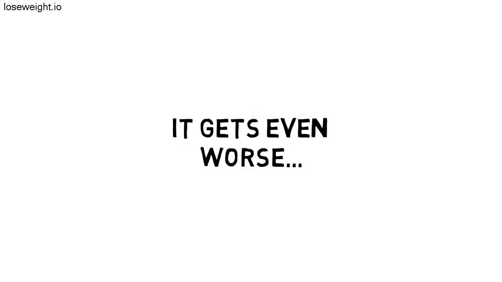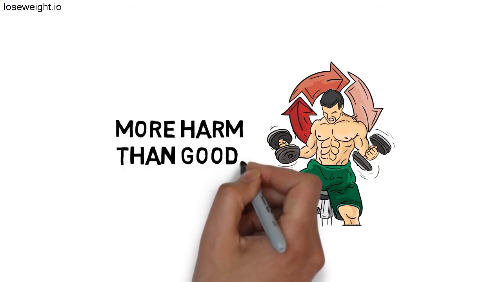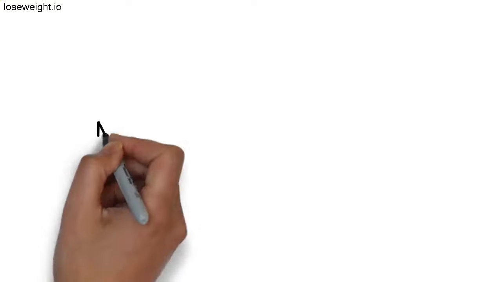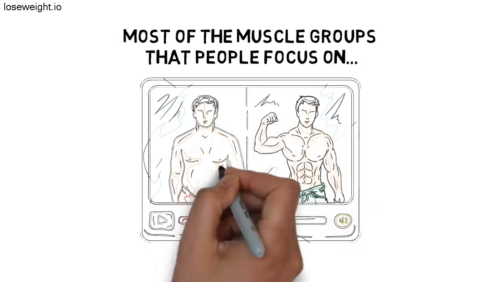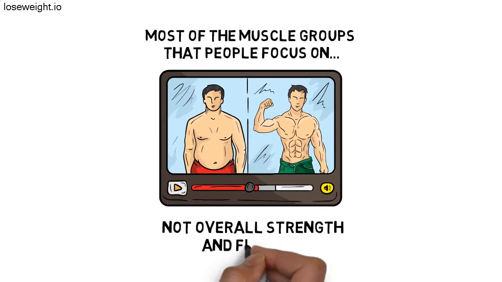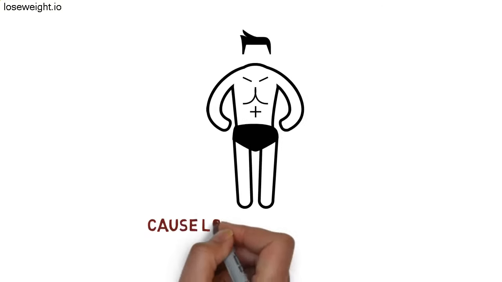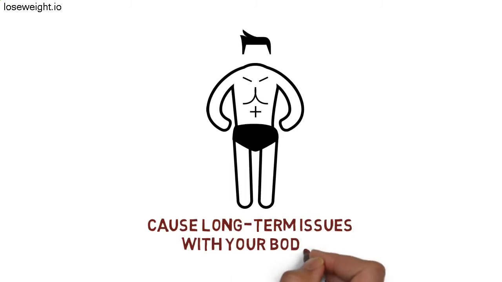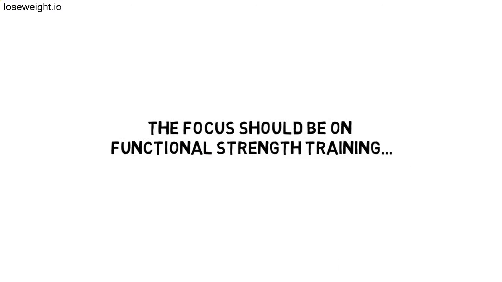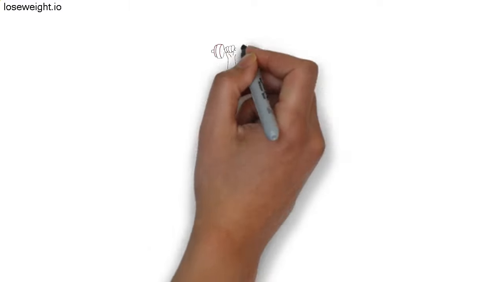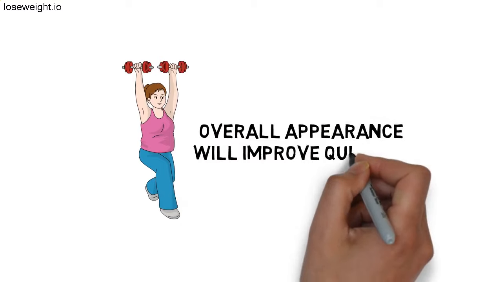And it gets even worse. The exercises most people focus on in the gym could be causing more harm than good. Here's why. Most of the muscle groups that people focus on at the gym are about improving appearance, not overall strength and fitness. And when you leave out certain groups of core muscles, you can actually cause long-term issues with your body and overall fitness. The focus should be on functional strength training, and then everything else falls into place. In other words, when you build strength in the right way, your overall appearance will improve quickly.